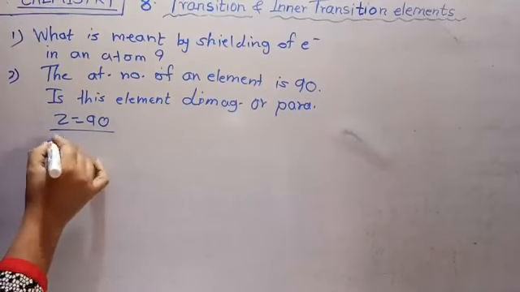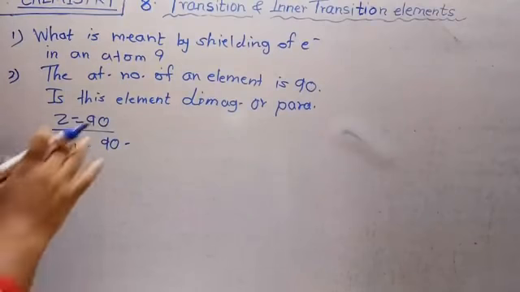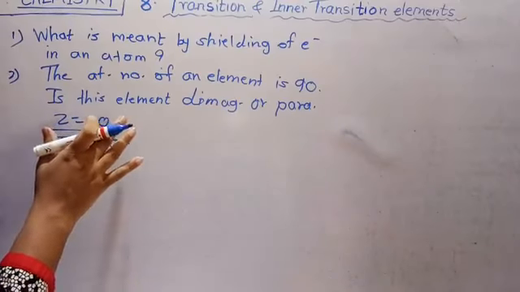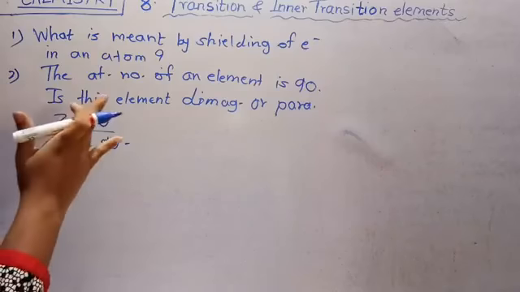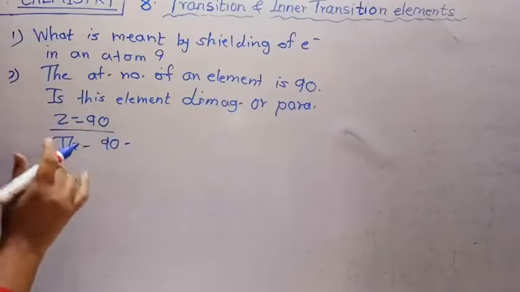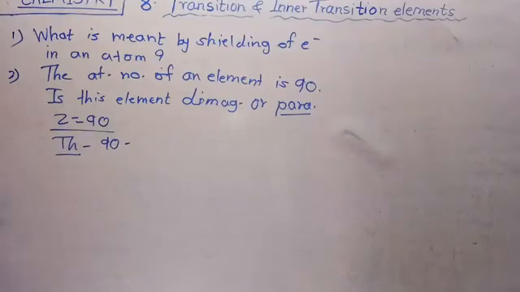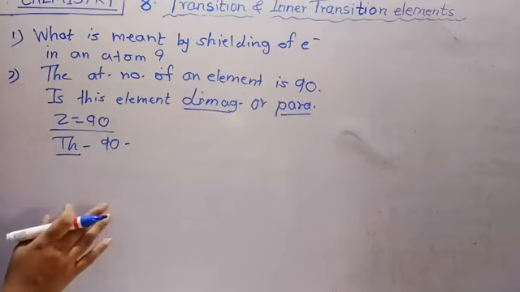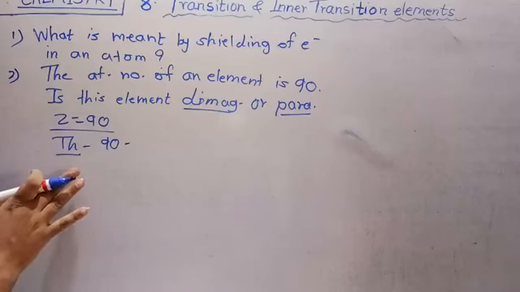The name of this element is thorium, that is thorium 90. The magnetic behavior of an element is explained by the number of unpaired electrons present in the valence shell. If unpaired electrons are present, the element is paramagnetic in nature. If all the electrons in the valence shell are paired, the element is diamagnetic in nature. So first you see whether there is an unpaired electron or not.